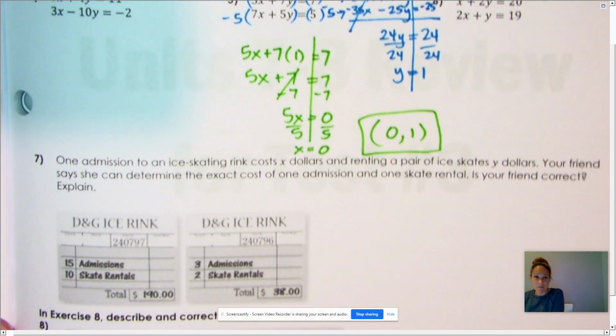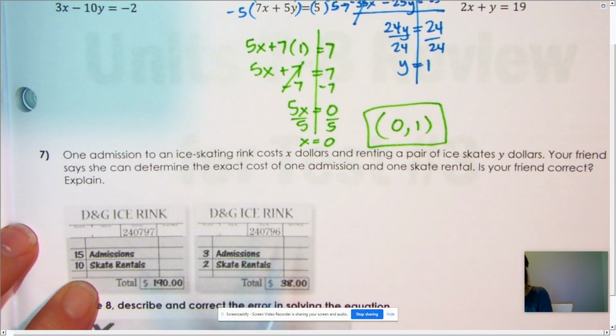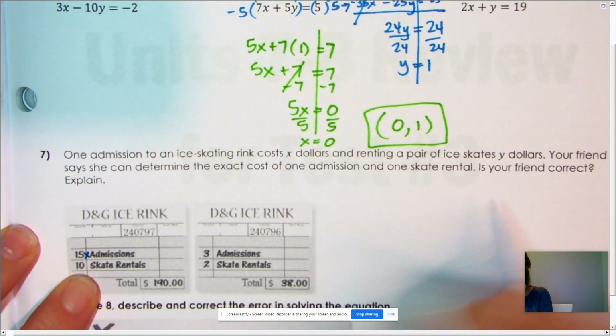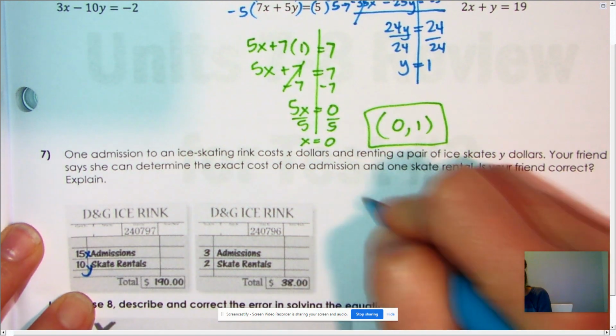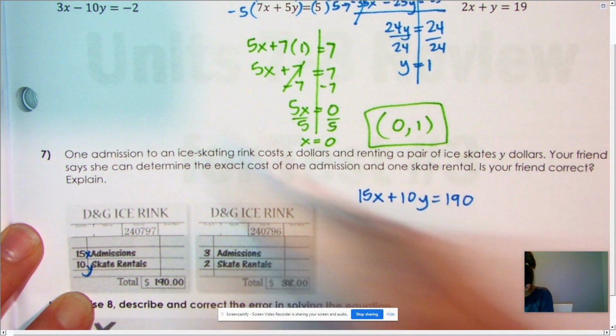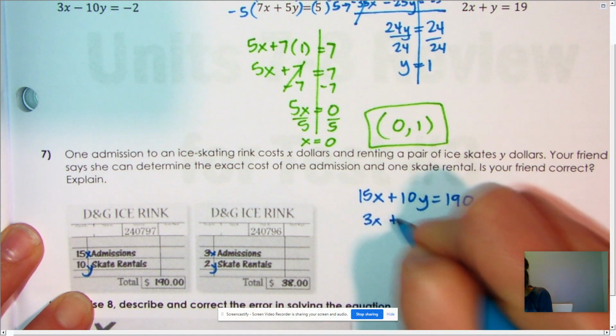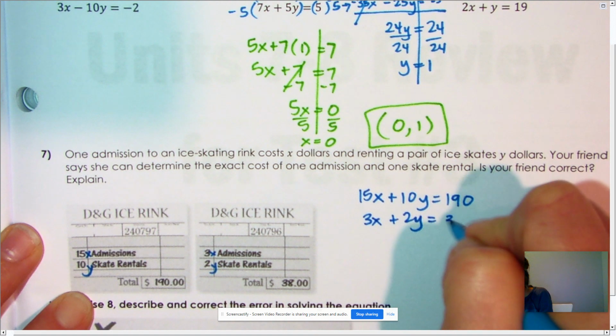Okay, this says one admission to an ice skating rink costs X dollars, and renting a pair of ice skates costs Y dollars. Your friend says she can determine the exact cost of one admission and one skate rental. Is your friend correct? Okay, well, we remember that the admission costs X and the skate rental costs Y. So we could say 15X plus 10Y equals 190. And then we could put an X there and a Y there. So we know 3X plus 2Y equals 38.